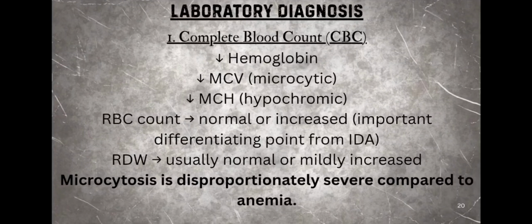In the complete blood count, hemoglobin is decreased, MCV is decreased, MCH is also decreased, and the RBC count is normal or increased. It is an important differentiating point from iron deficiency anemia. And red cell distribution width is usually normal or mildly increased. Microcytosis is disproportionately severe compared to anemia.